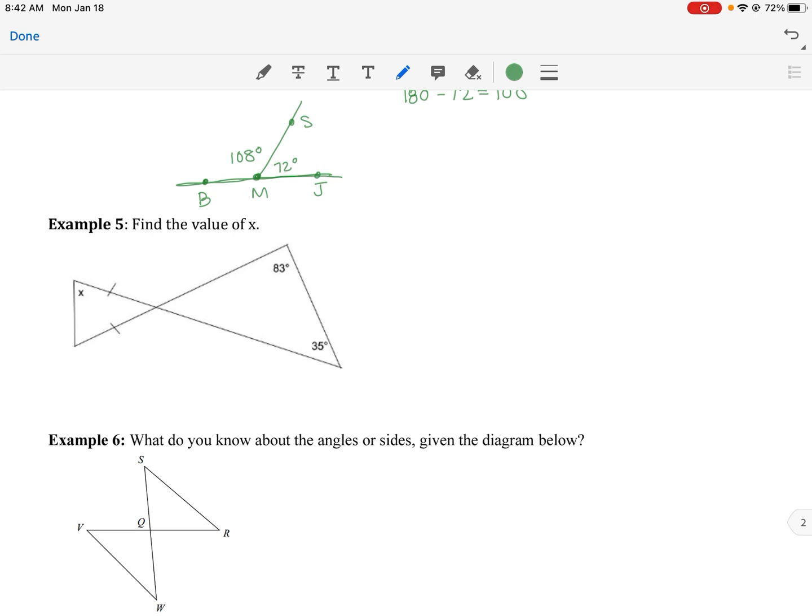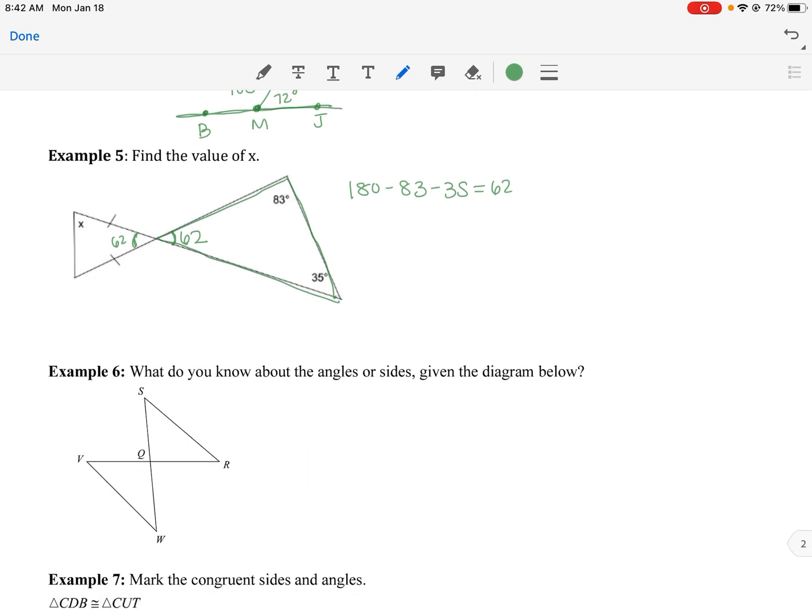Okay, we want to find x over here. So we've got more information about this triangle over here on the right. So let's start over here. If I know that this has to be 180, if I take 180 minus 83 minus 35, I should be able to find that other angle, right? So 180 minus 83 minus 35 is equal to 62. And if this is 62, when these two lines intersect, exactly across from that is also 62 degrees.